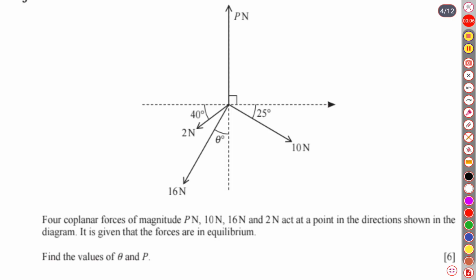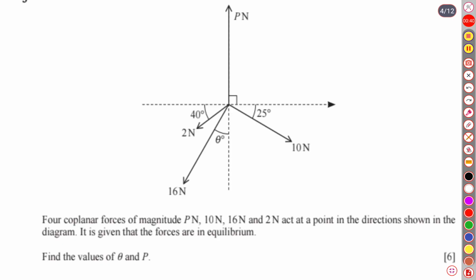Today we are going to solve two questions from mechanics, and the questions belong to paper 9709/42 for the session May June 24. Let's read question number 3, which says: four coplanar forces of magnitude P Newton, 10 Newton, 16 Newton, and 2 Newton act at a point in the directions shown in the diagram. It is given that the forces are in equilibrium. Find the values of theta and P.